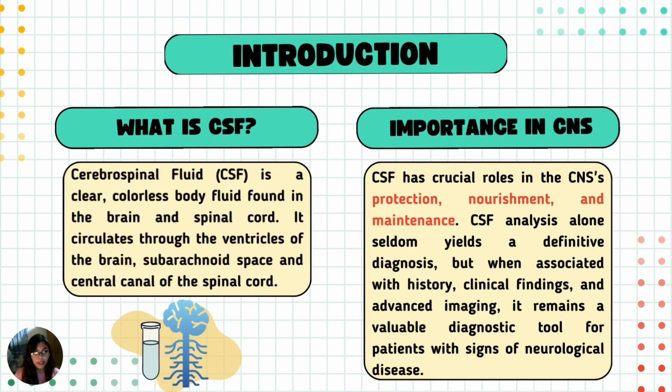For the introduction, let us start first with what is CSF? Cerebrospinal fluid, or CSF, is a clear, colorless body fluid found in the brain and spinal cord. It circulates through the ventricles of the brain, subarachnoid space, and central canal of the spinal cord. Later, we will discuss its components and its circulation. And so, what is its importance in the central nervous system? CSF has crucial roles in the central nervous system's protection, nourishment, and maintenance.